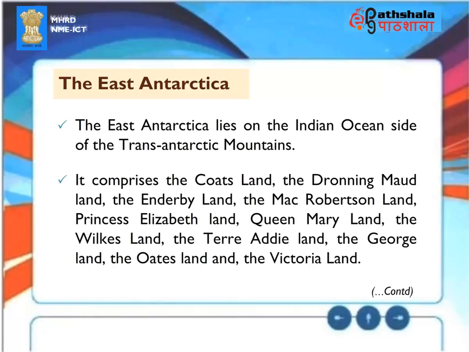The East Antarctica. The East Antarctica lies on the Indian Ocean side of the Transantarctic Mountains. It comprises the Coats Land, the Dronning Maud Land, the Enderby Land, the Mac Robertson Land, Princess Elizabeth Land, Queen Mary Land, the Wilkes Land, the Terre Adélie Land, the George V Land, the Oates Land, and the Victoria Land.